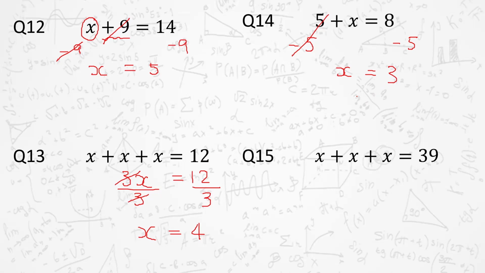Question 15. Similar to before, on the left-hand side we have x plus x plus x. So altogether, 3x equals 39, divided by 3 on both sides. So x equals 39 over 3, which is 13.